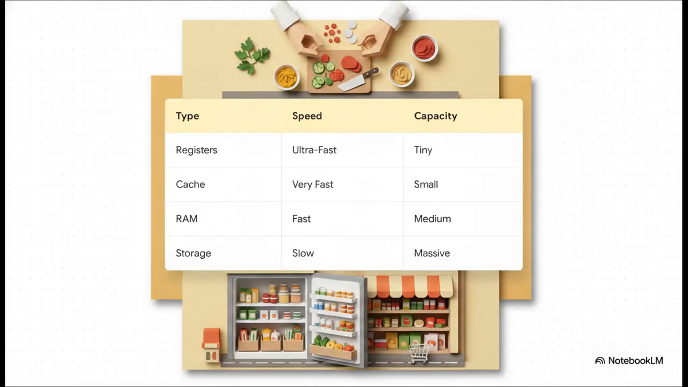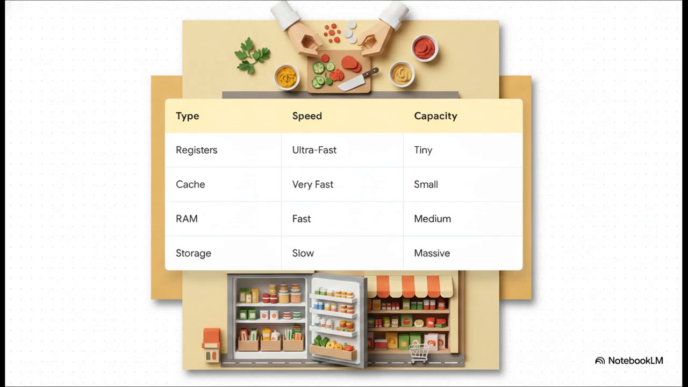Let's break down this hierarchy using a super simple everyday analogy. A chef working in a kitchen. Up at the very top, we have our registers. These are incredibly fast, but remarkably tiny. This is literally like the ingredients the chef is already holding in their hands right now.